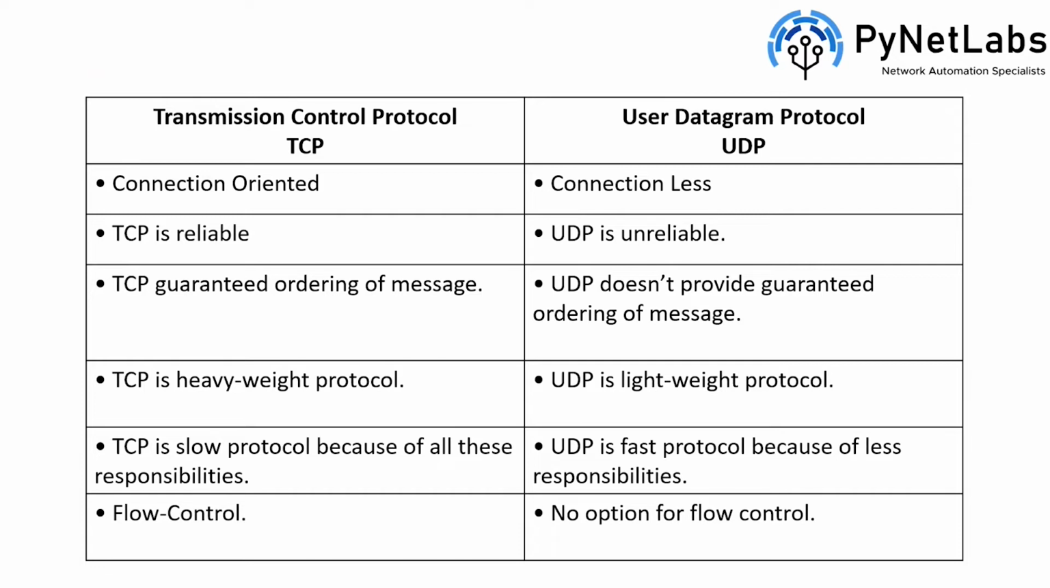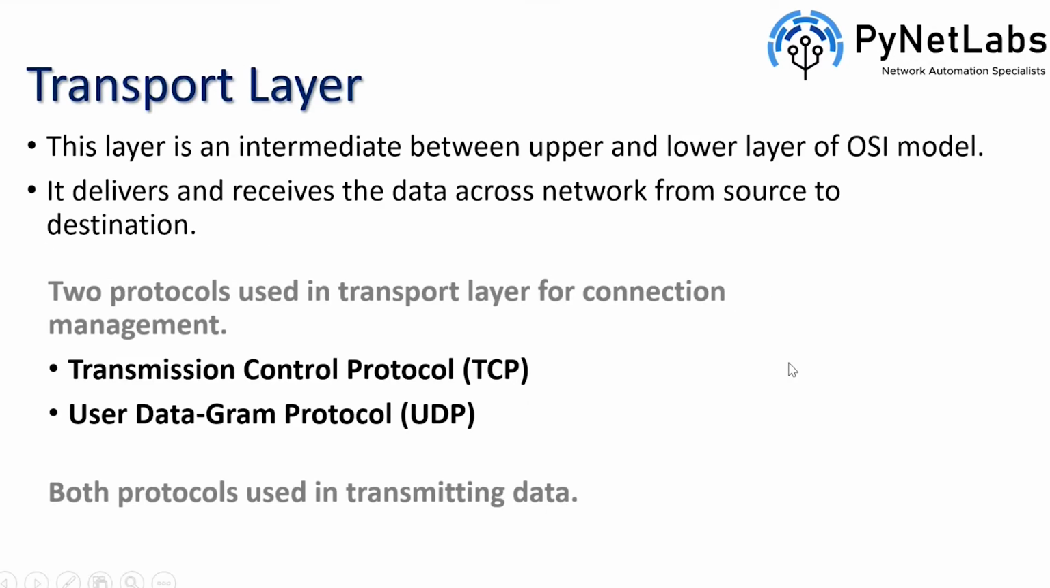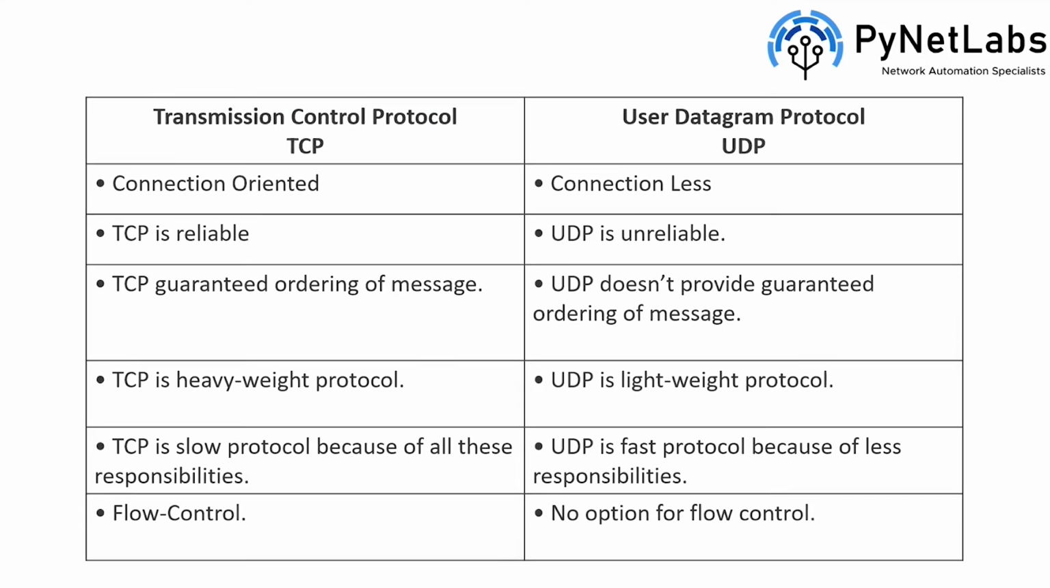So what's the difference between TCP and UDP? TCP is connection oriented, while UDP is connectionless. TCP is reliable, but UDP is not reliable because it doesn't follow a three-way handshake process. Apart from all these points, guys, the most important point about the TCP protocol is that it follows a three-way handshake process. How does the three-way handshake process work?